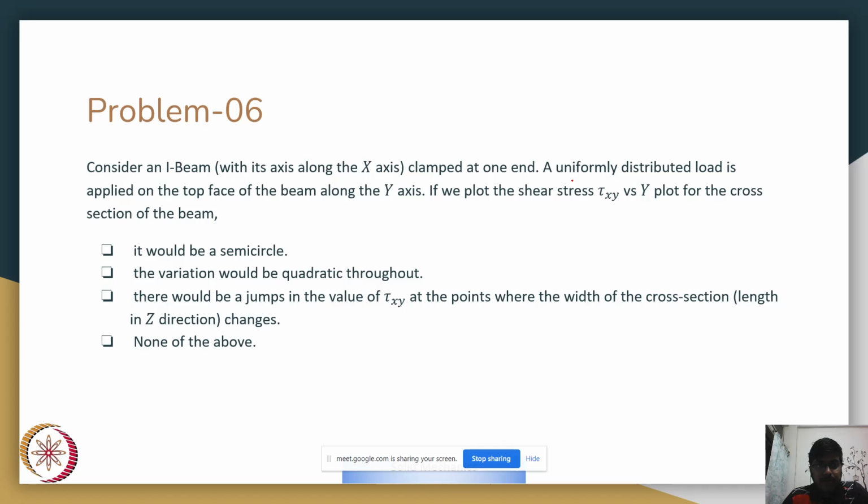Problem number 6. Consider an I-beam with its axis along the x-axis clamped at one end. A uniformly distributed load is applied on the top face of the beam along the y-axis. If we plot the shear stress tau xy versus y for the cross section of the beam, what would it look like?